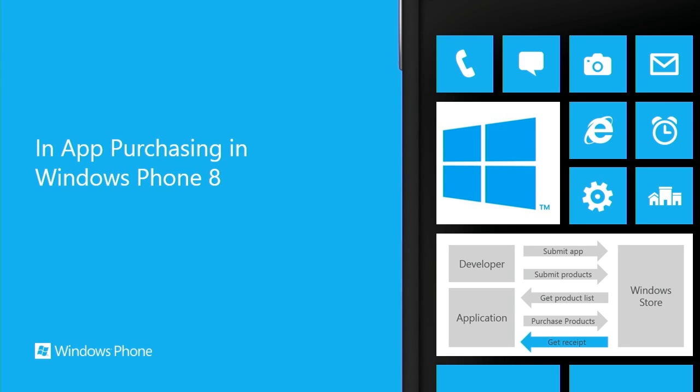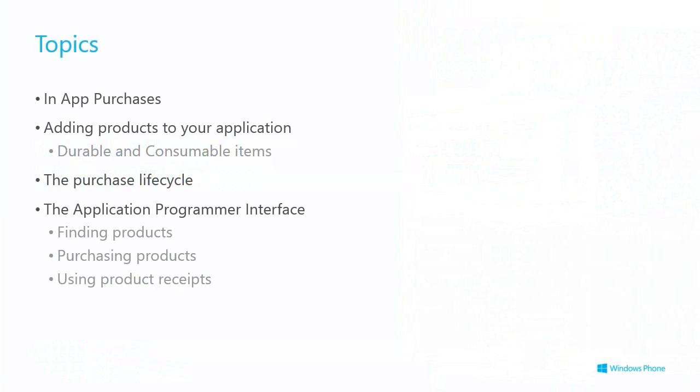In-app purchasing for Windows Phone 8. So what we're going to talk about is what kind of things you can offer for in-app purchase, the kind of products that you offer, which are there's two types, durables and consumables. I'll explain what they are. The actual whole purchase life cycle and how you program your application to work with in-app purchase.